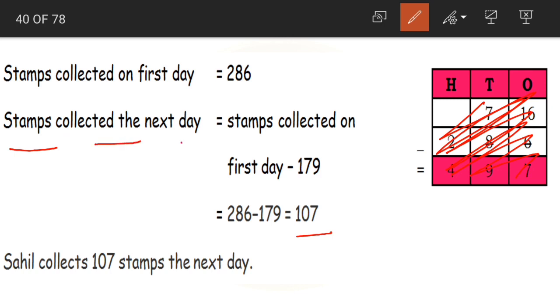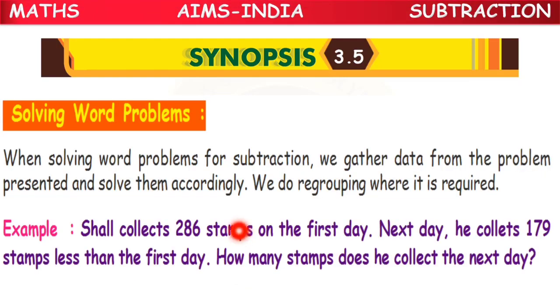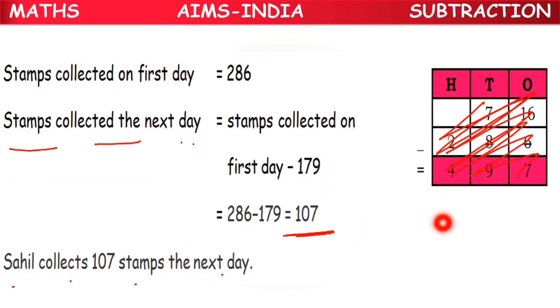Stamps collected on the next day. Sahil collects 107 stamps the next day. Clear? What did we do? First we wrote whatever is given in the question. Like he collected 286 stamps on the first day. And on the next day he collects 179 less than the first day. Then we did what we need to do to find out the number of stamps he collected the next day. We subtracted 179 from 286. We got 107 as our answer.